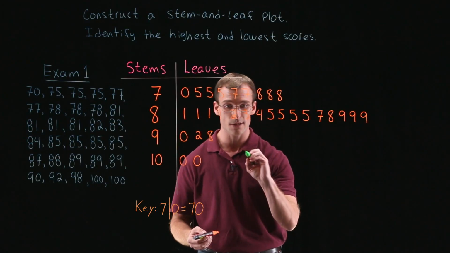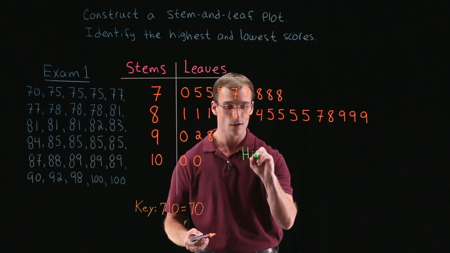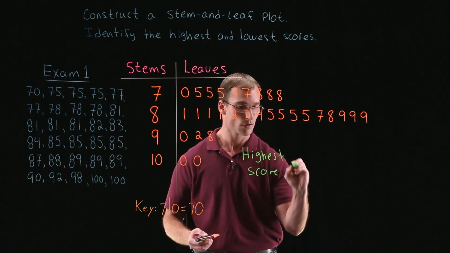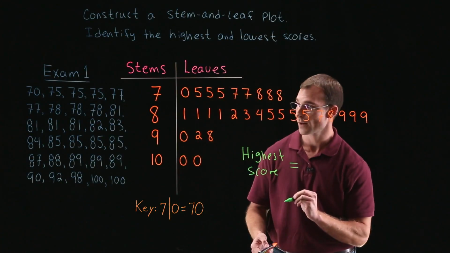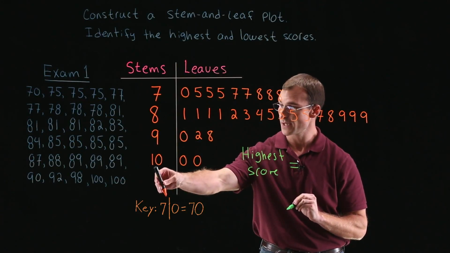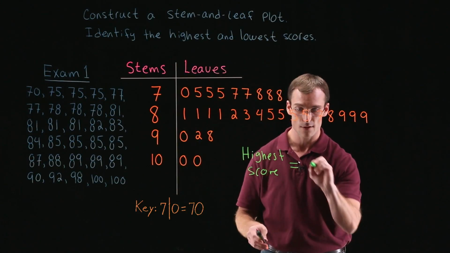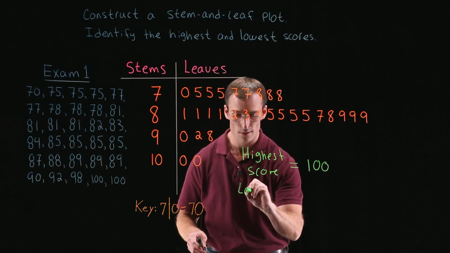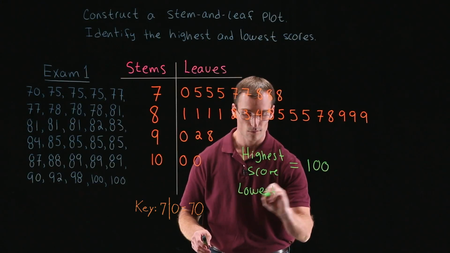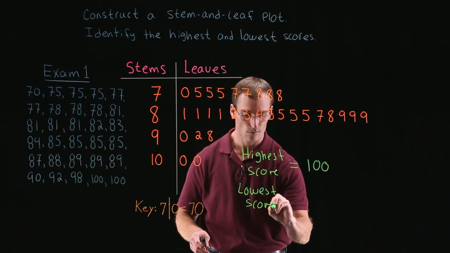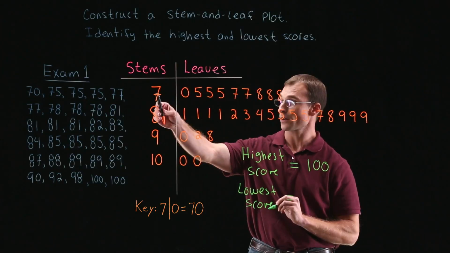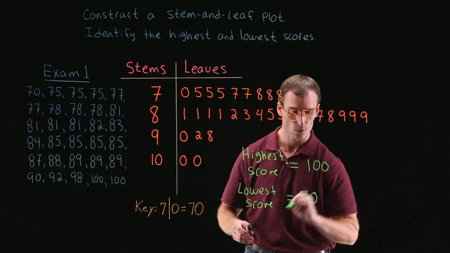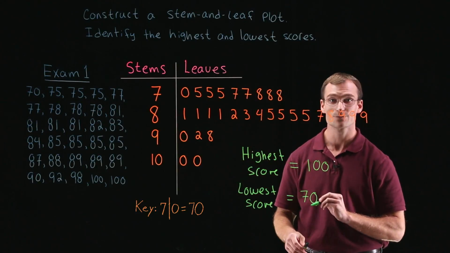So we want to find the highest score and the lowest score. Our highest score, looking at this, with our stem of 10 and 0, putting that together, would tell us we have 100. And the lowest score, looking at our low end, a stem of 7 and 0 would tell us our lowest score would be 70. So there we go. Thank you very much.